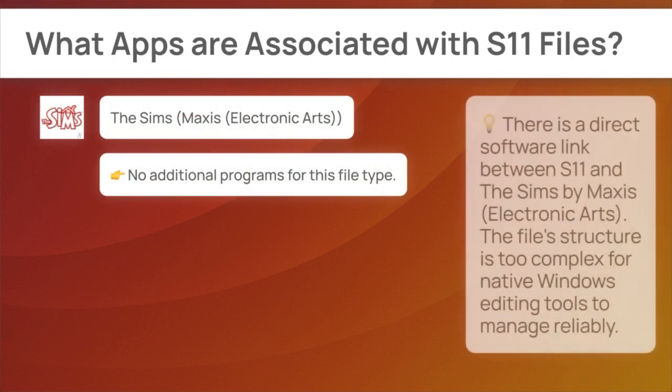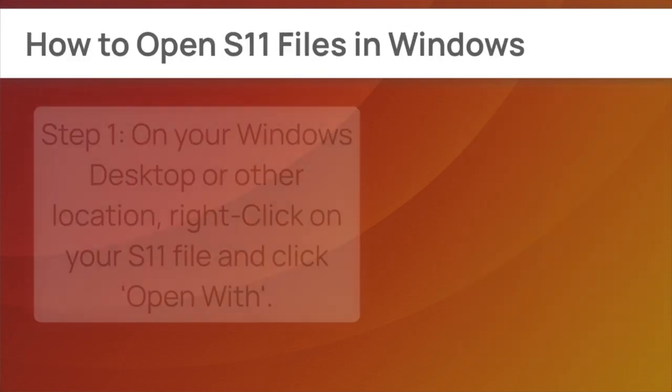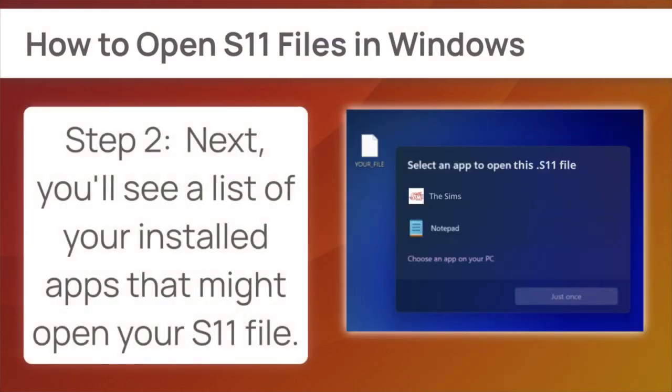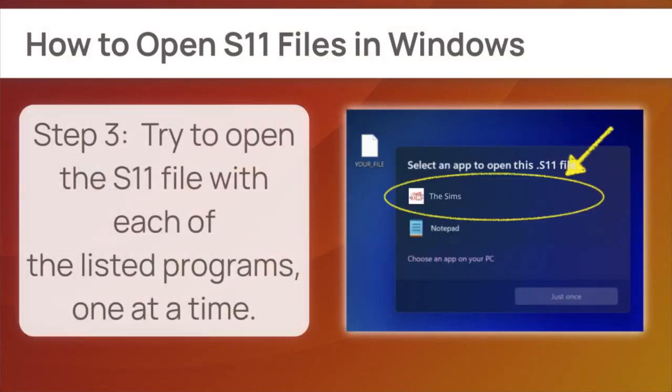The file structure is too complex for native Windows editing tools to manage reliably. Windows offers minimal insight, so reading or editing game files requires engine-aware applications. Your key action: right-click the S11 file and select Open With. If The Sims is installed, use it. If not, choose another program. Continue testing until the S11 file opens successfully.